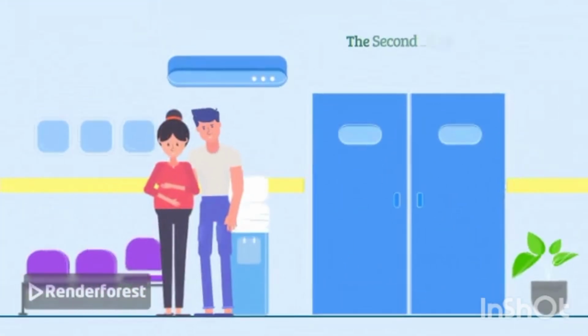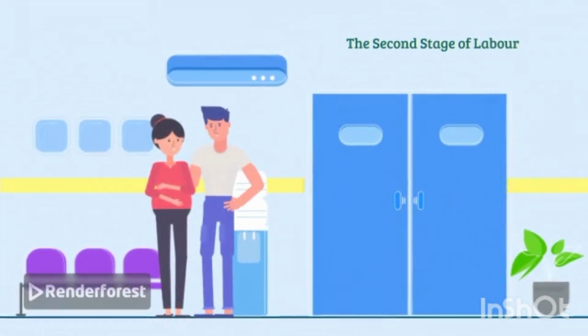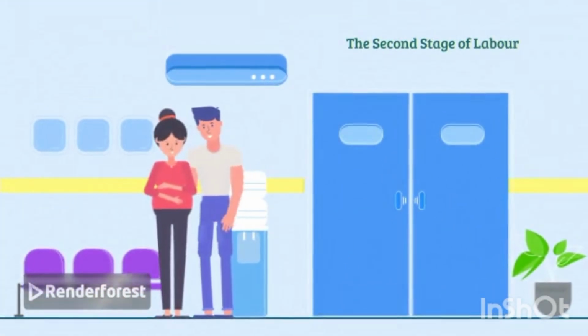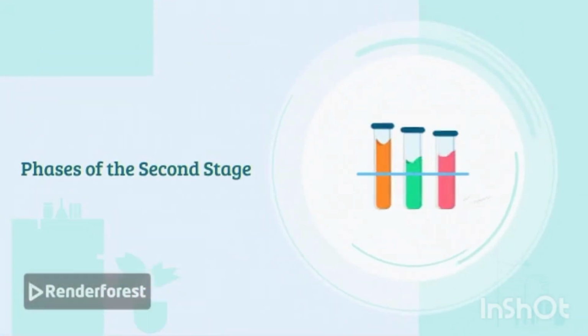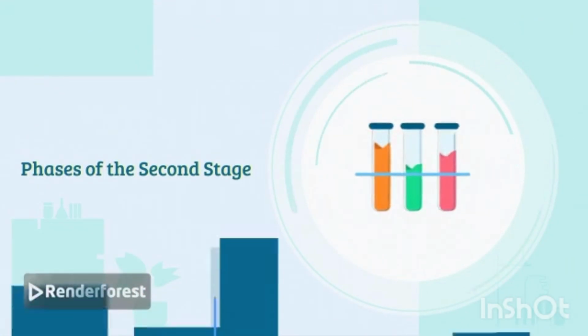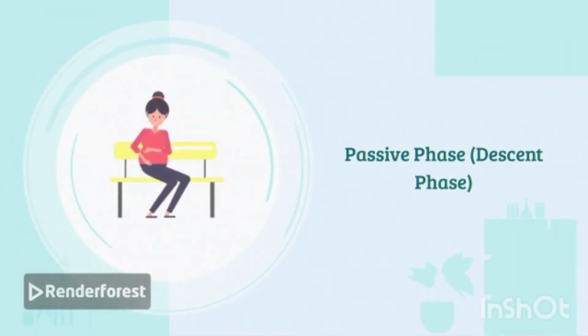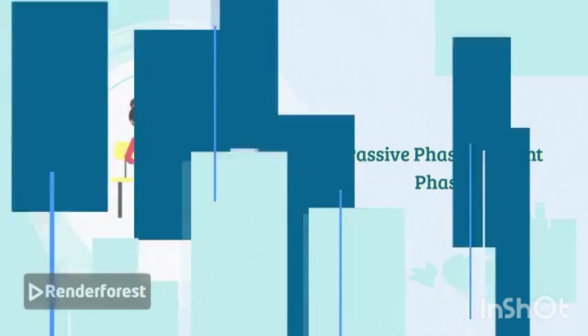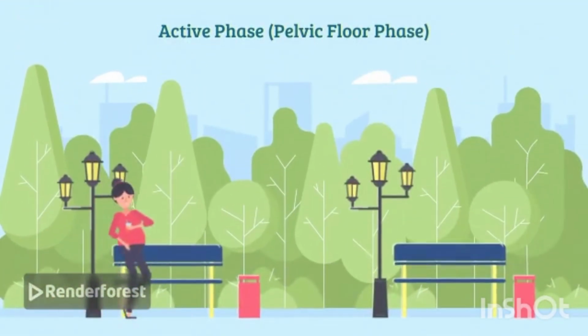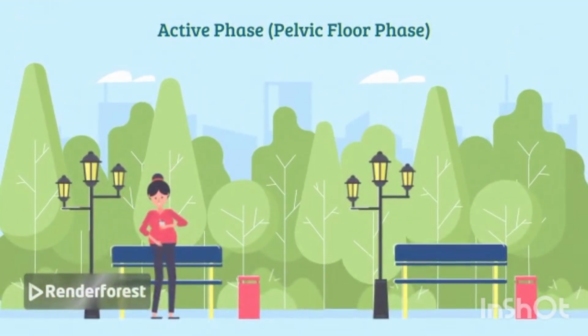The second stage of labor extends from fully dilated cervix until the birth of the baby. The second stage is typically divided into 2 phases, passive phase and active phase. The passive phase begins when the cervix is fully dilated but the woman has no urge to push. Active phase occurs when the woman feels expulsive contractions and starts to push.